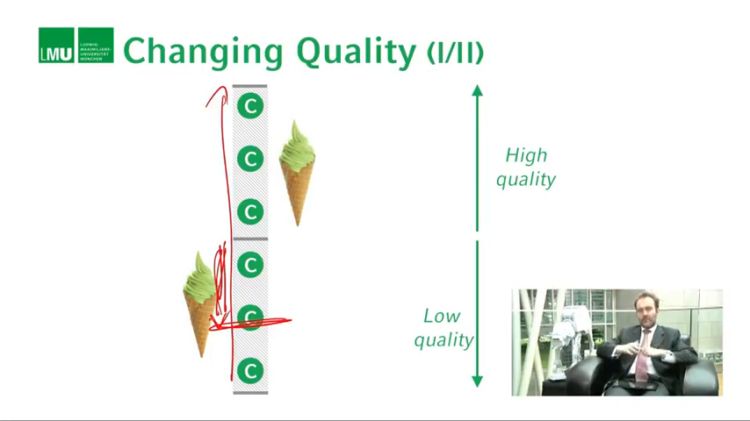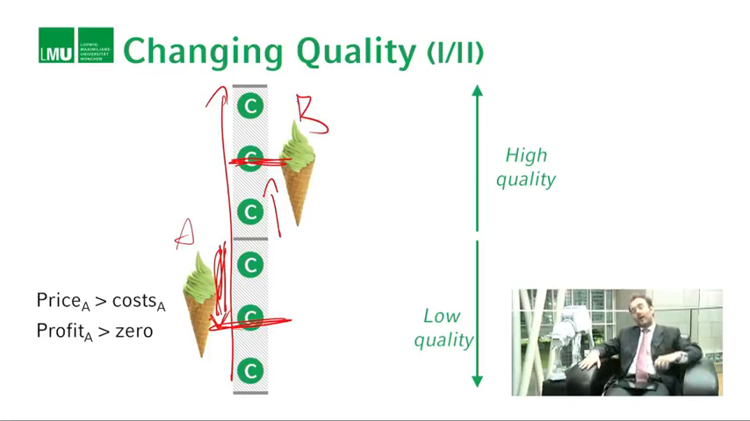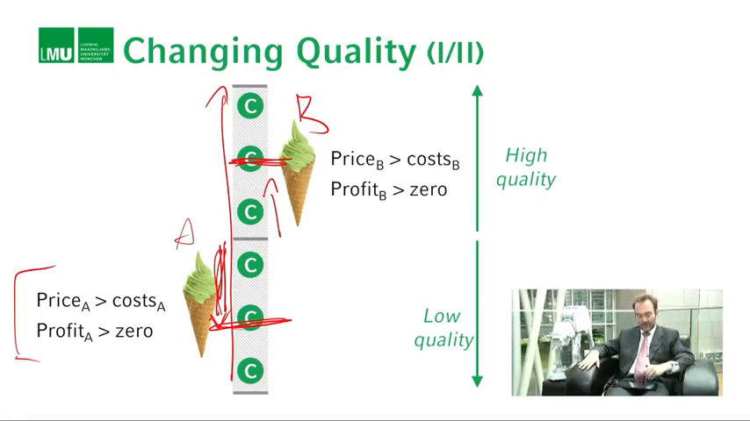Now, firm B might counter this by saying, well, actually, I'm going to increase my quality. So I'm going to offer a higher quality product rather than a lower quality product as firm A did. So what's going to happen here? Interestingly, seller A now can charge prices above marginal cost and makes positive profits, just as seller B is going to charge a positive price cost margin and is going to be able to make positive profits.